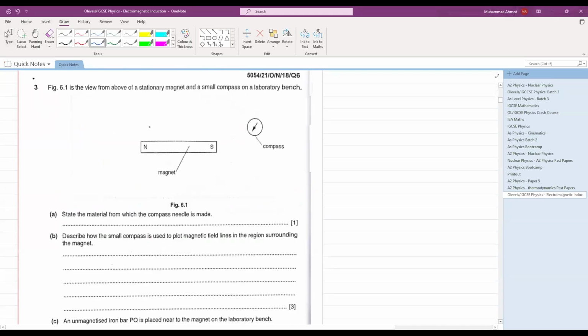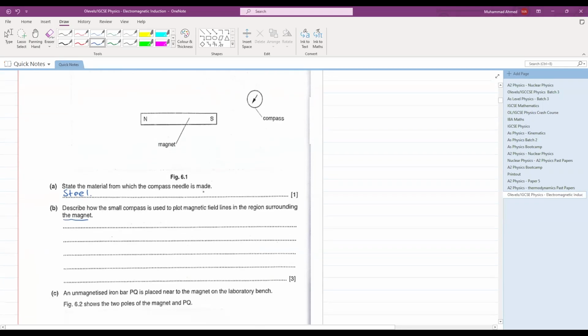Figure 6.1 is a view from above of a stationary magnet and a small compass on a laboratory bench. State the material from which the compass needle is made. Steel. Describe how the small compass is used to plot magnetic field lines in the region surrounding the magnet. So what do we do?